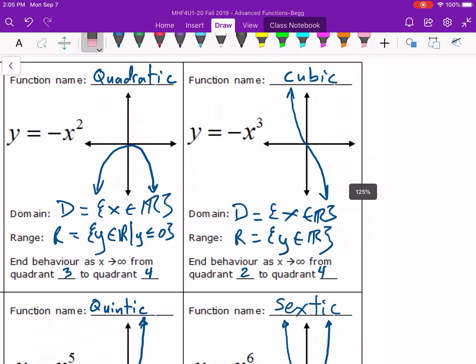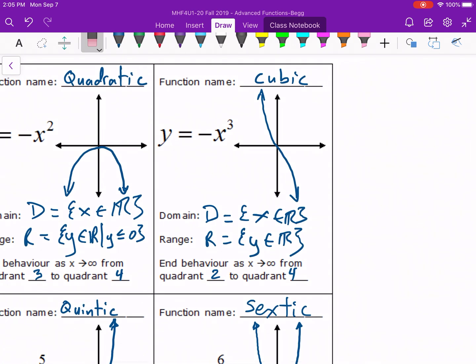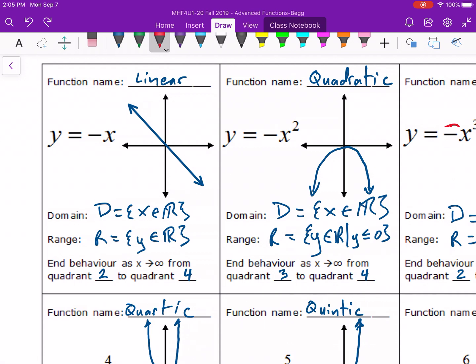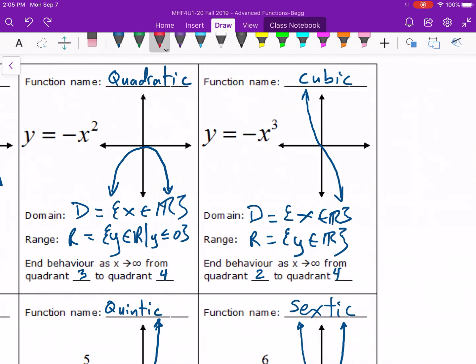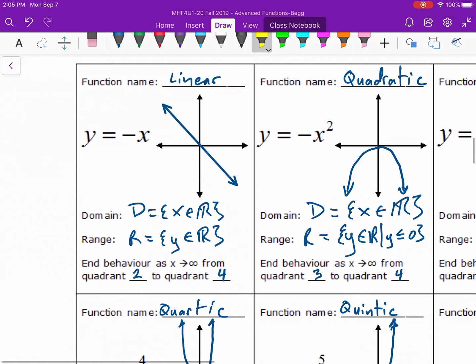Again, here we have a cubic one. Hopefully you're getting the idea now. So you can see the domain's all real numbers, the range is all real numbers because it's been reflected in the x-axis, again, due to that negative sign. That just flips things in the x-axis. And that means that we're now going from quadrant 2 to quadrant 4. Again, notice how that end behavior is the same as the end behavior for the linear function with the negative leading coefficient.